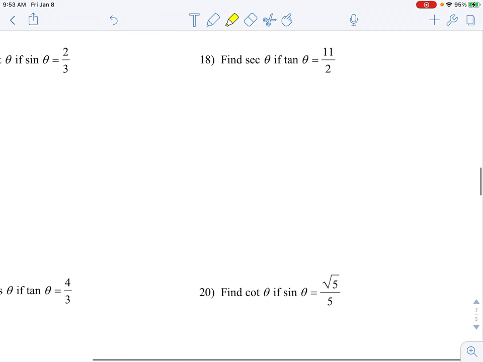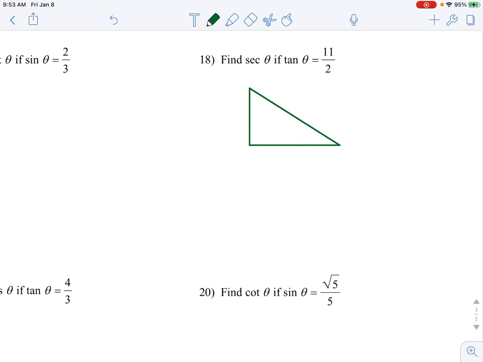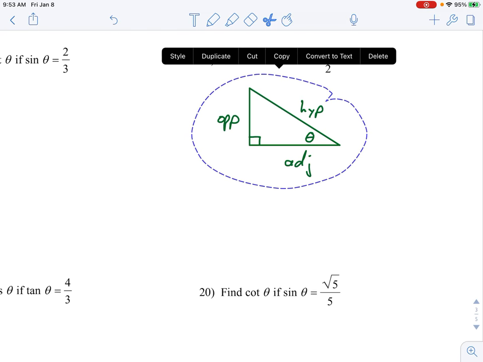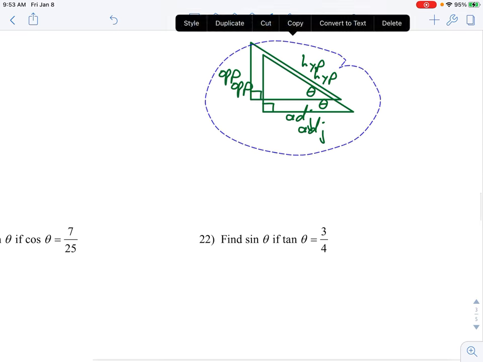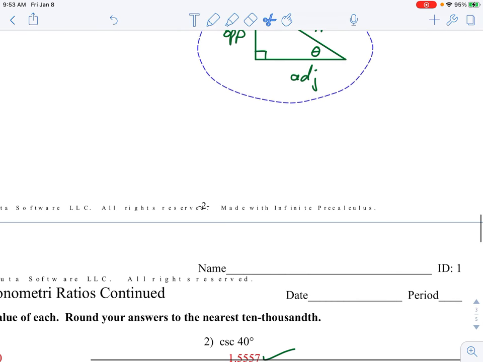Okay, number 18. Find secant of theta if tangent equals 11 over 2. You know what? Since every problem involves a right triangle, I'm going to save myself a little effort. So this is hypotenuse, theta, opposite, adjacent, and I'm going to use the scissors, whatever that's called, and duplicate and drag that down for number 20, and duplicate and drag that down for 24, and I guess that's the end of the worksheet.